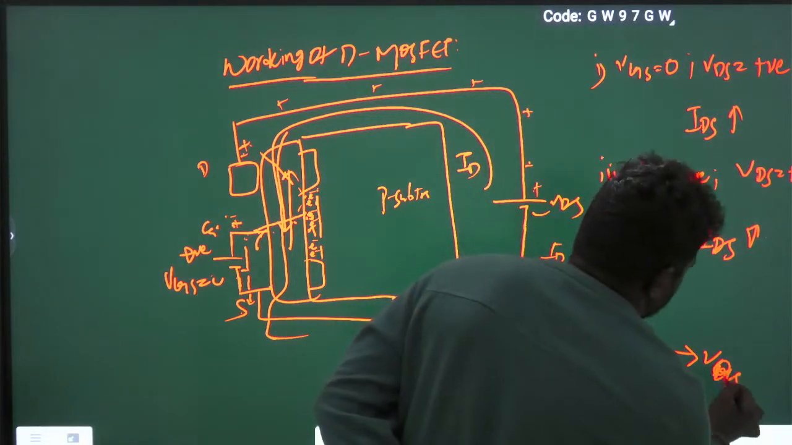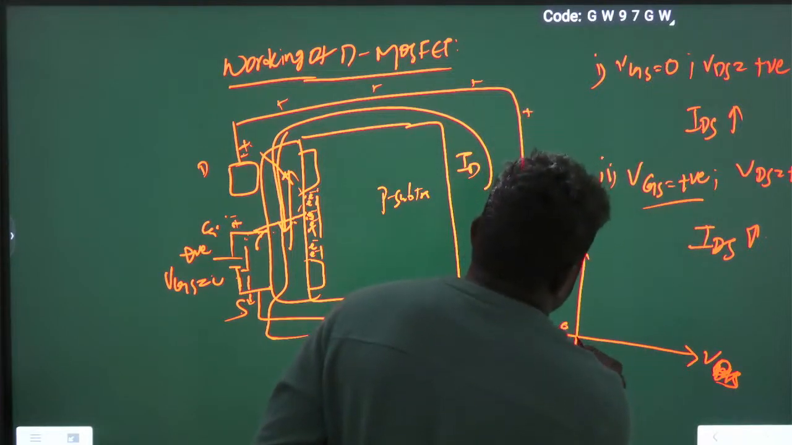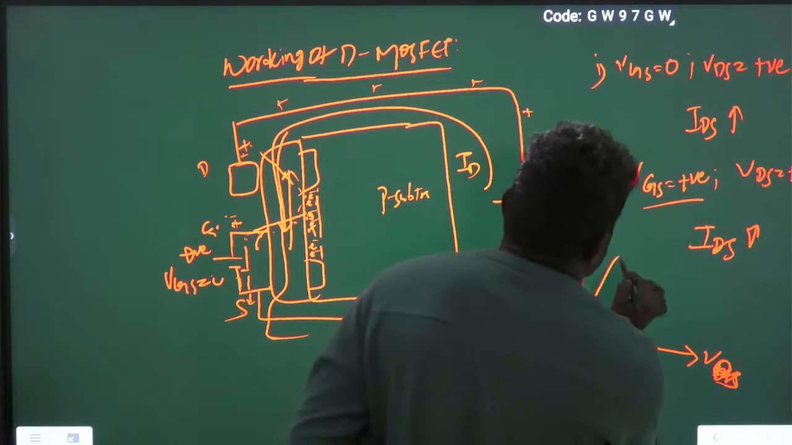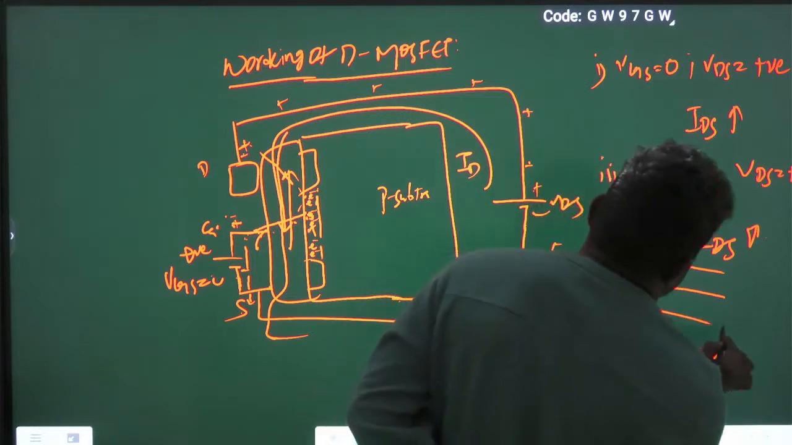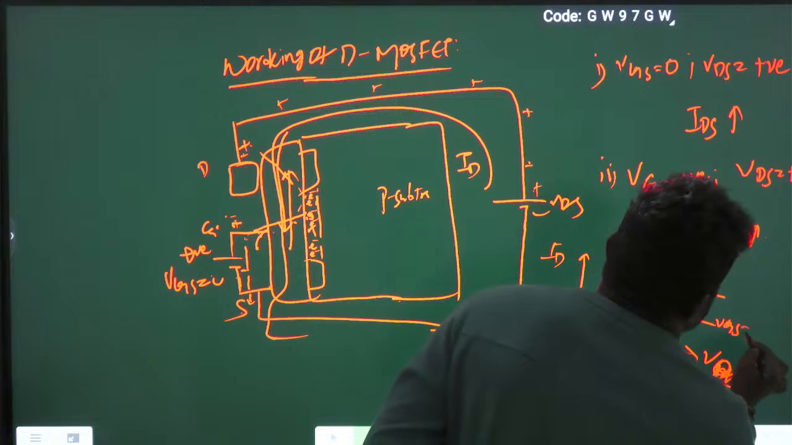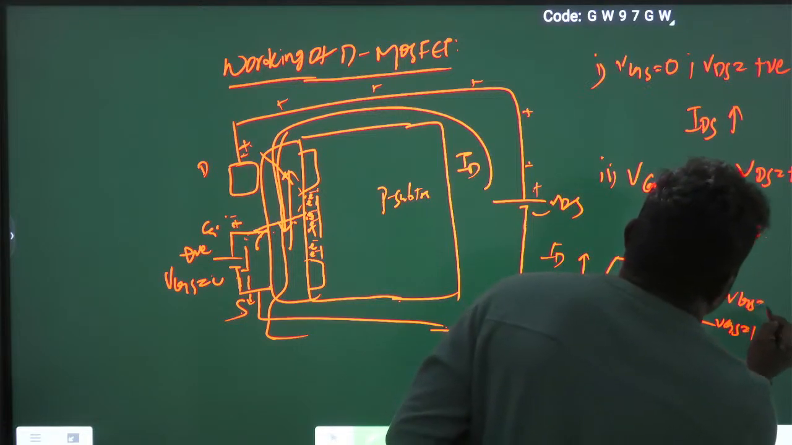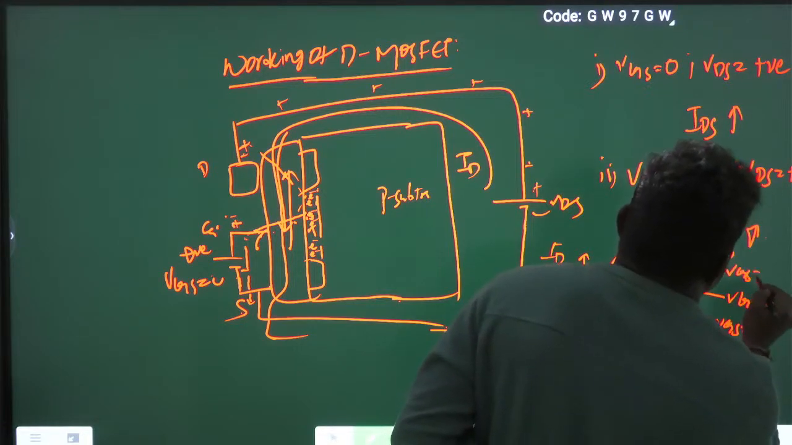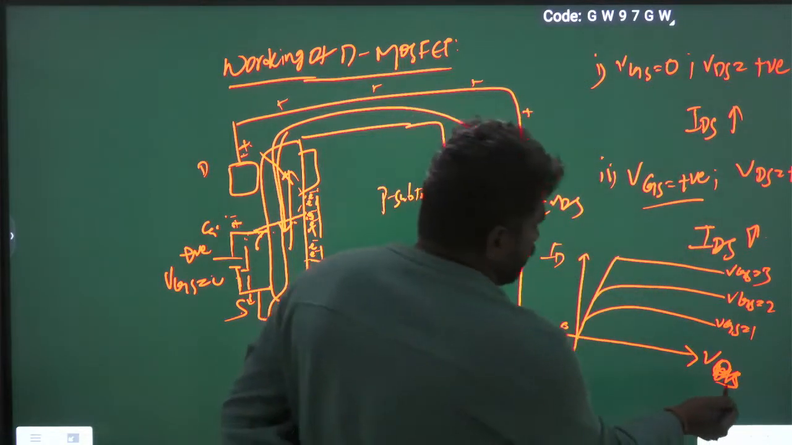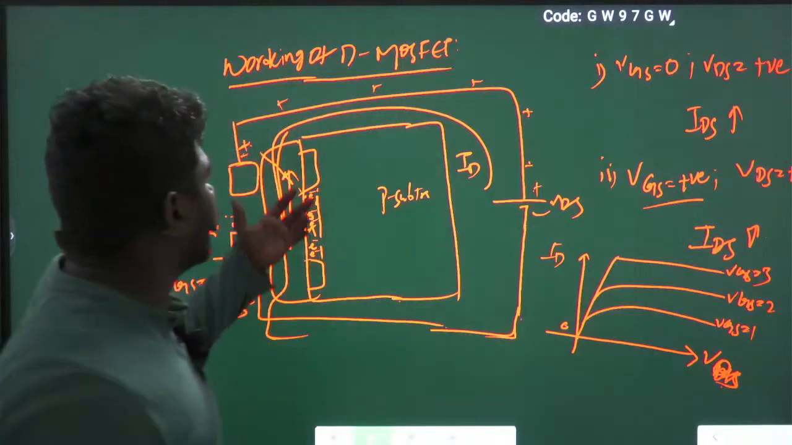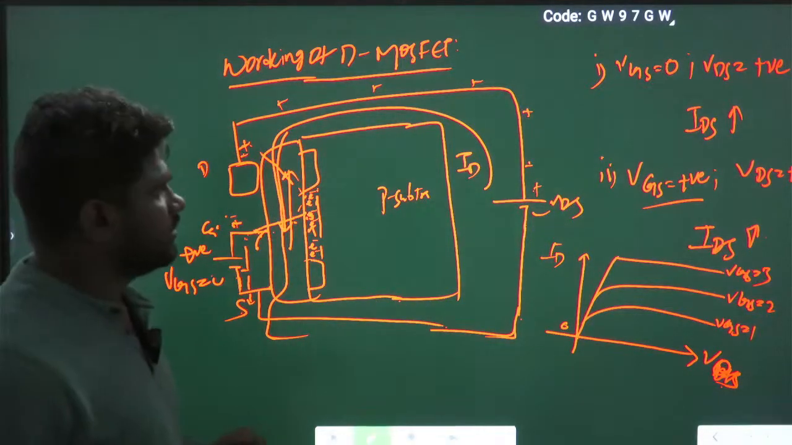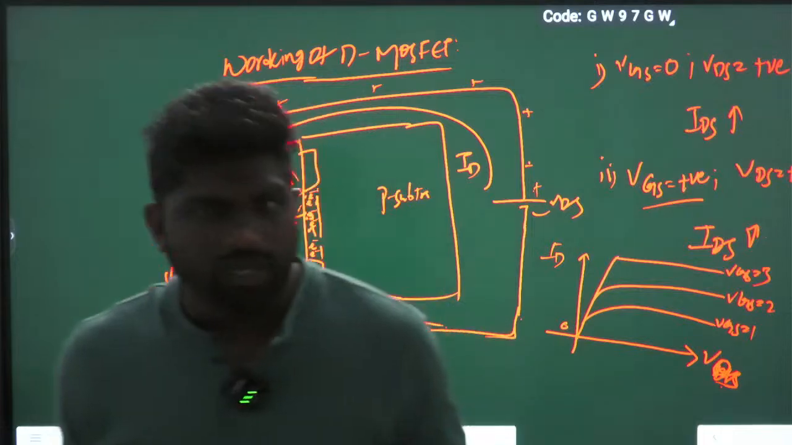this is the VDS, now like this. So here VGS equal to 1 volt, VGS equal to 2 volts, VGS equal to 3 volts. Okay? So VDS, ID and VGS. Okay? This is the working principle of D-MOSFET. Okay, we will go to the E-MOSFET.